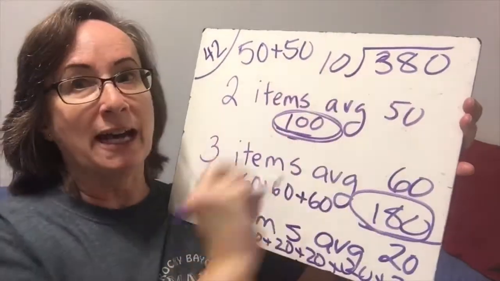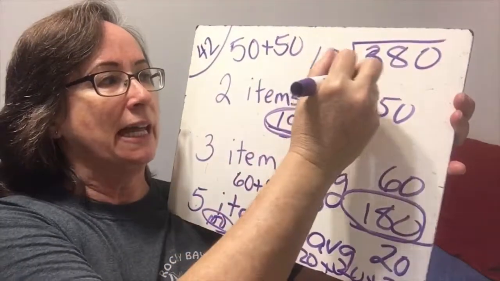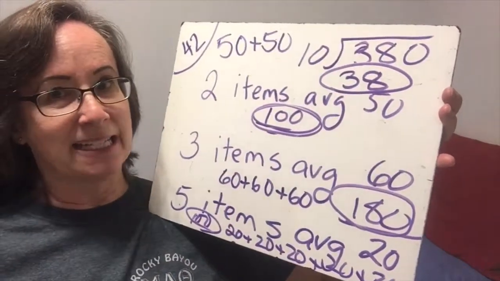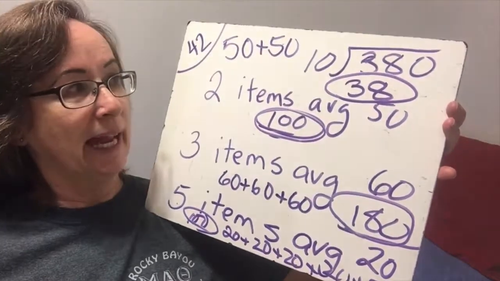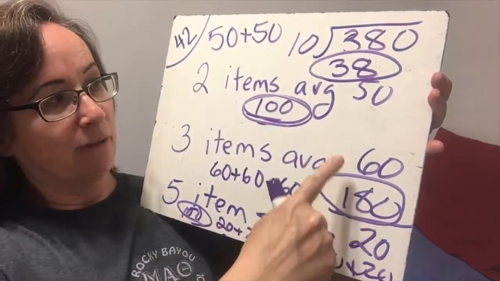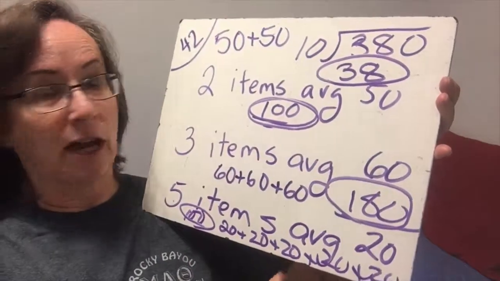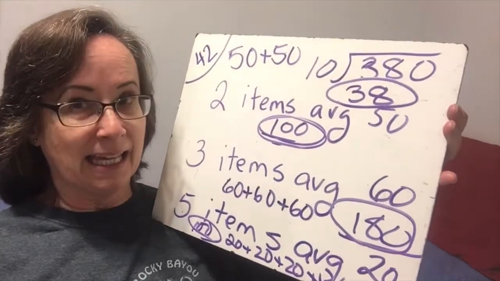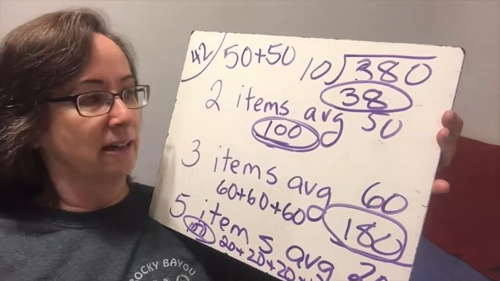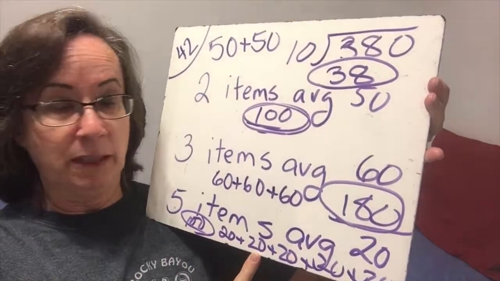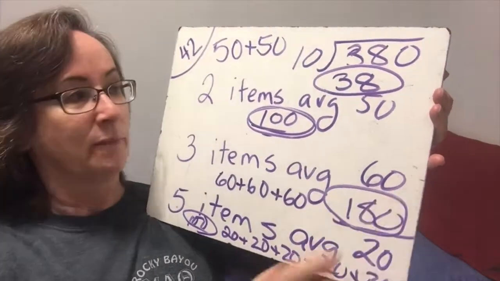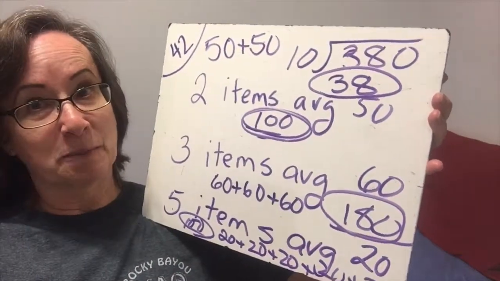So now we're going to divide 10 into 380, and the overall average is 38 per item. And you can see that we started out with an average of 50 and an average of 60 and an average of 20, and 38 is in the middle somewhere. Okay, it is higher than your lowest item and it is lower than your highest item. So 38 sounds pretty reasonable to me.